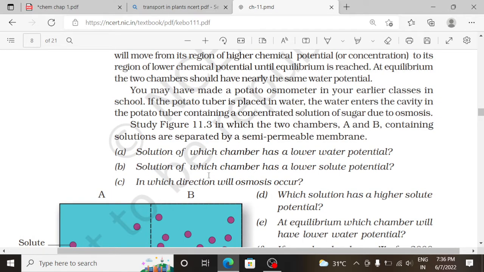You may have made a potato osmometer in your earlier classes in school. If the potato tuber is placed in water, the water enters the cavity in the potato tuber containing a concentrated solution of sugar due to osmosis. Now study figure 11.3 in which the two chambers A and B containing solutions are separated by a semi-permeable membrane.